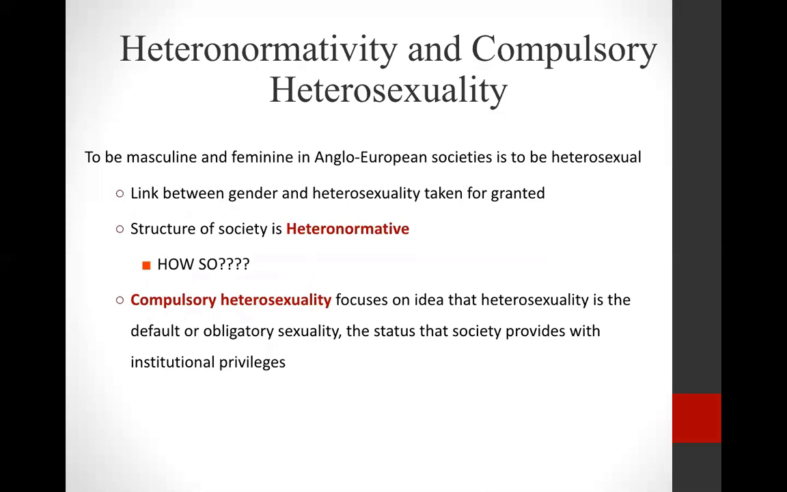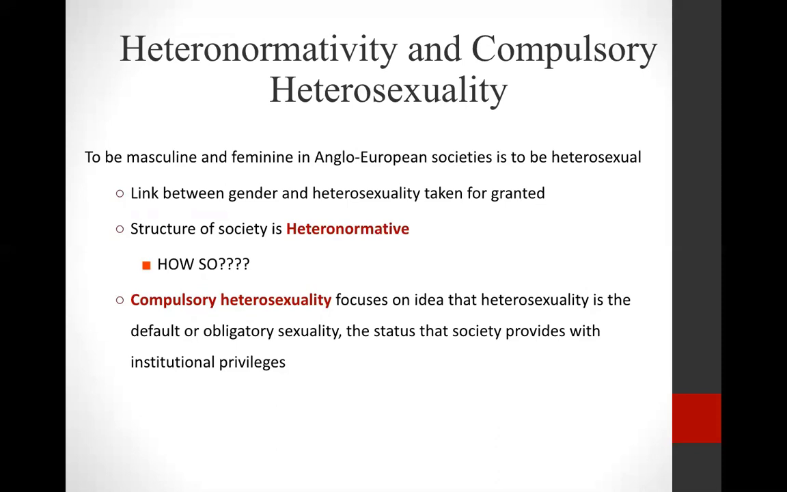Well, it has a lot to do with how our society is structured and how we have typically perceived and depicted and treated people who are homosexual. So once again, these are terms from chapter 5. Just a reminder, to be masculine and feminine in most Anglo-European societies is to be heterosexual. And it's that concept of compulsory heterosexuality, that heterosexuality is the default or the obligatory sexuality.